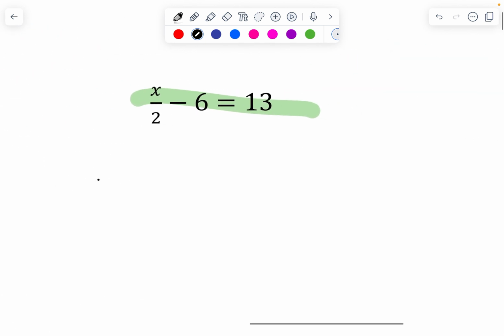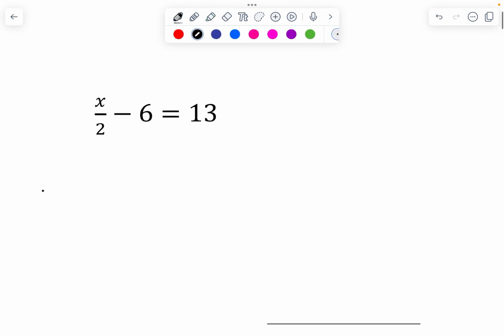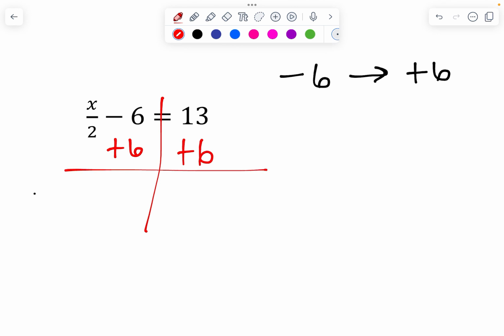Okay, same thing over here. Now I see 2 things that are going on. I see a -6 and I see a divide by 2. So remember when we're undoing, we kind of do the opposite of PEMDAS. So we start with the -6. So to undo the -6, we'll do the opposite and add 6 to both sides of the equal sign. Bring down the x over 2. 13 plus 6 is 19.